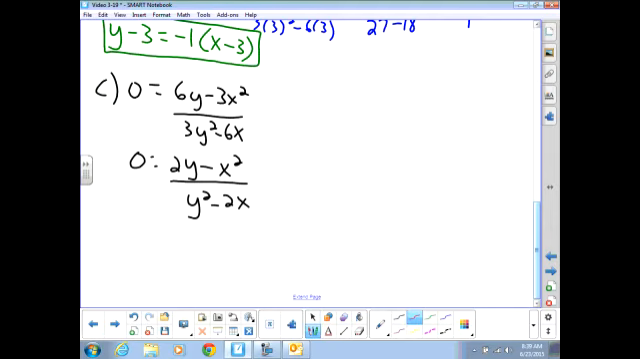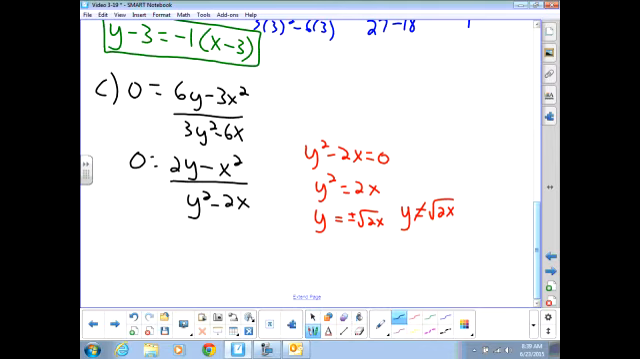So let's first set that bottom equal to 0. And this is telling us where it would be undefined. So when y is equal to plus and minus square root of 2x, that's when it would be undefined. Because we're working with just the first quadrant, really we only have to worry about the positives. So we know that y cannot equal square root of 2x. We just want to keep that in mind because that will make it undefined.